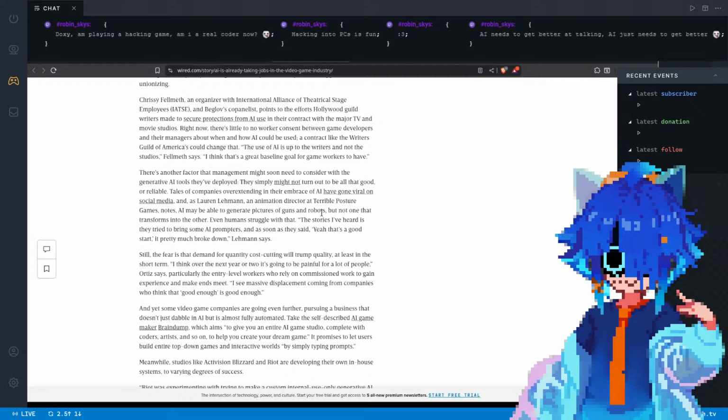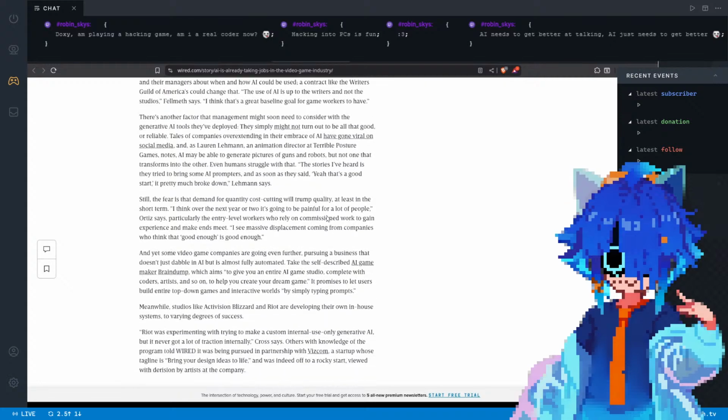So that is something really useful, right? AI is really good. It's a pattern recognition tool, right? So if you're aiming for something that's in its pattern, it's going to do great things for you. If you want something weird that's outside of the pattern, it's not going to succeed very well. Even humans struggle with transforming guns into robots. The stories I've heard is that they tried to bring some AI prompters, and as soon as they said, yeah, that's a good start, it pretty much broke down, Lemon says.